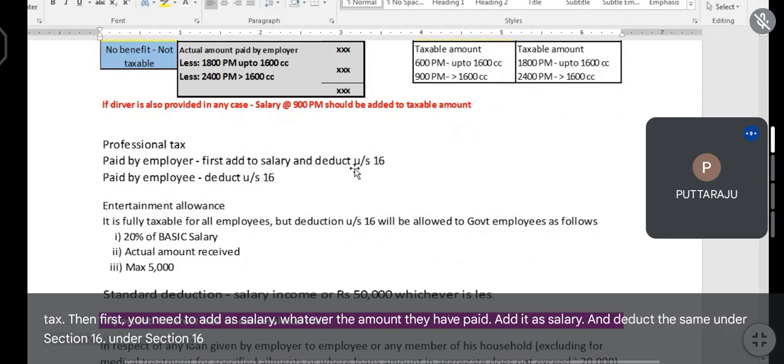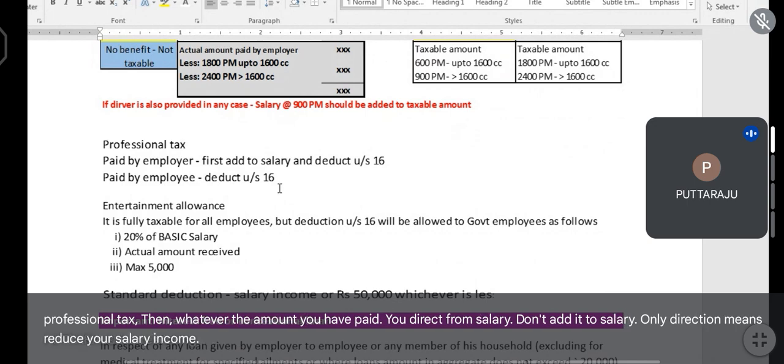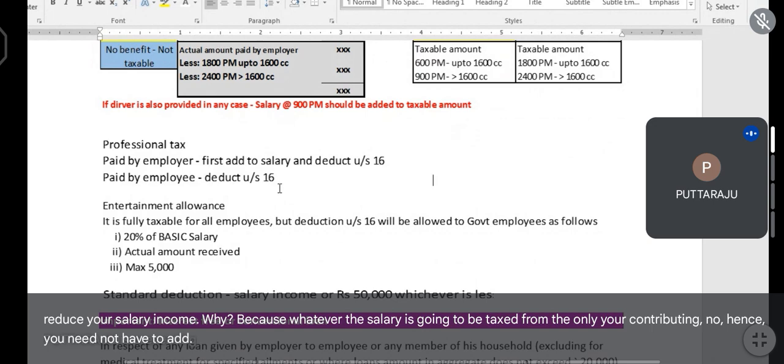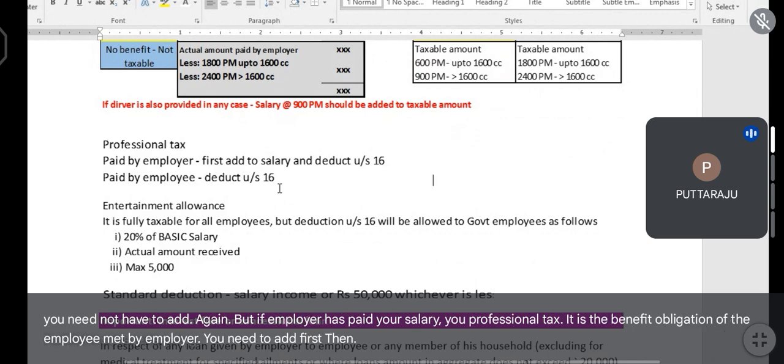Under section 16 means from the gross salary you can deduct professional tax paid. If you have paid the professional tax, then whatever amount you have paid, you deduct from salary. Don't add it to salary, only deduction. Deduction means reduce your salary income. Why? Because from the salary that is going to be taxed, only from that you are contributing, no. Hence, you need not add again. But if the employer has paid your professional tax, it is a benefit, an obligation of the employee met by the employer. You need to add first, then the same amount should be deducted.